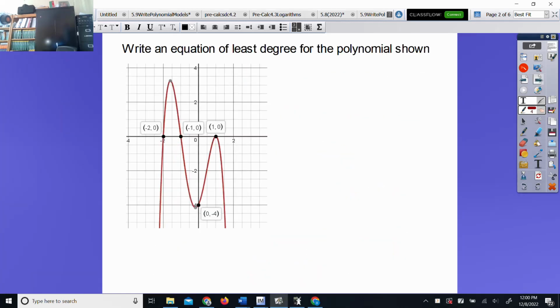Second one. Talk about all the same stuff. How many TPs? TP is turning points. There are 3 turning points. 1, 2, 3. There's 3 TPs, which means you're x to what power? 4. At a minimum, at least.